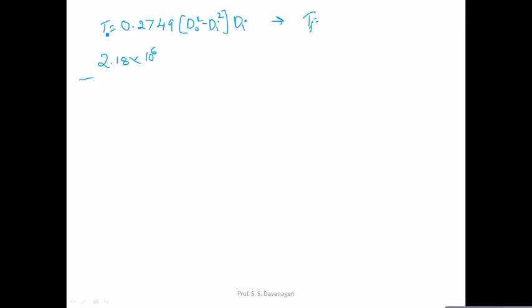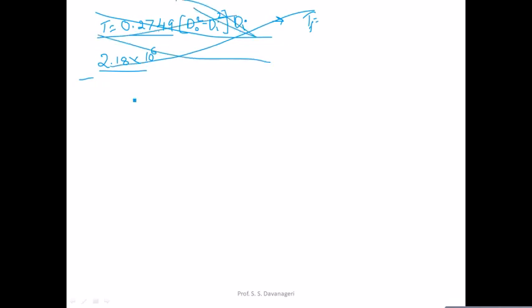Now is what 2.18 into 10 to the power of 6. Sorry. So you need to check this value as well as this value. Okay. So I think let us scrap here. Now 6 into 10 to the power of 5 equal to 1 by 4 into pi into 0.35 pressure into coefficient of friction into di into d naught square minus di square.